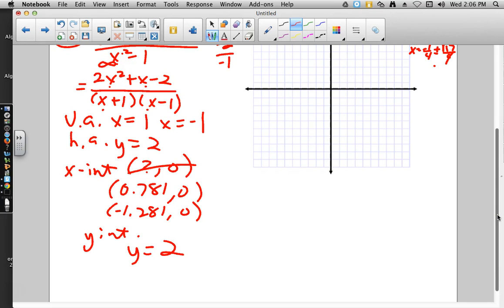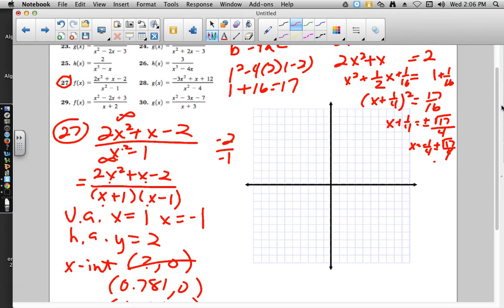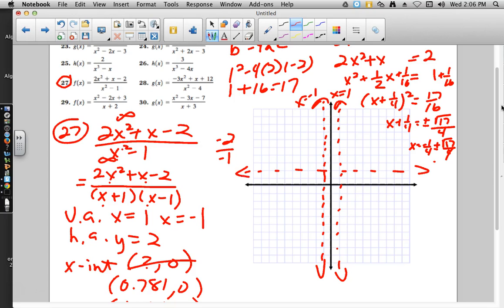All right, let's see if we have everything. We have vertical asymptotes, horizontal asymptotes, we have x-intercepts, we have y-intercepts. So it's time to get busy with the graphing. So let's get all of this in there. We said the vertical asymptotes were at 1 and negative 1. And then we had a horizontal asymptote at y equals 2. And then we had some intercepts that we could graph.